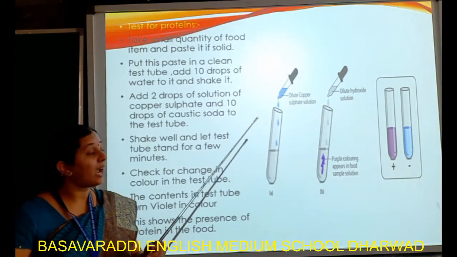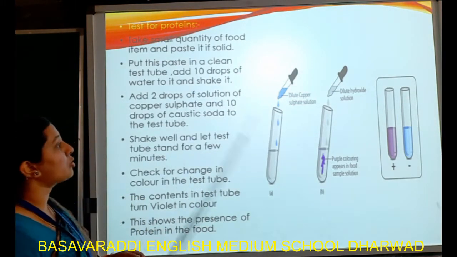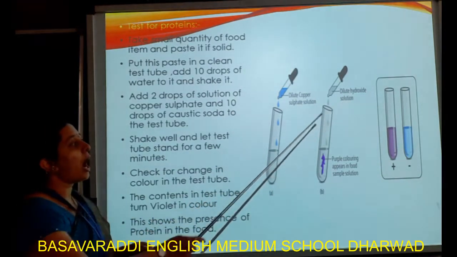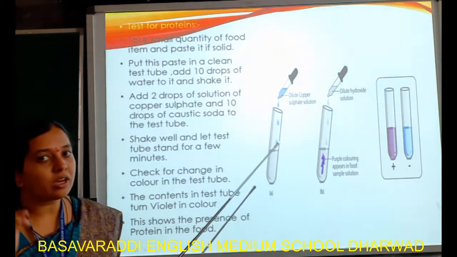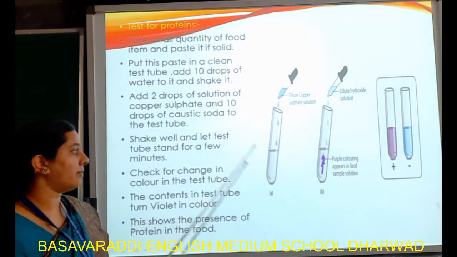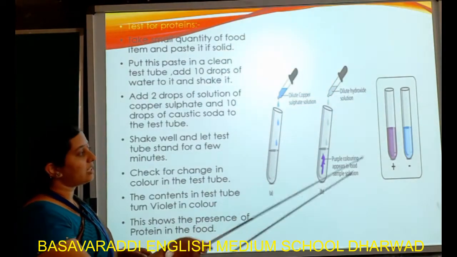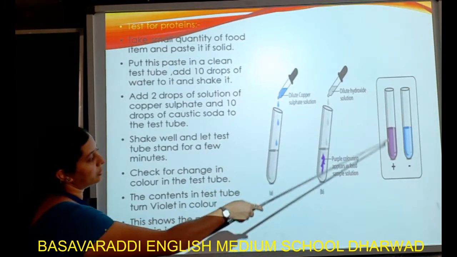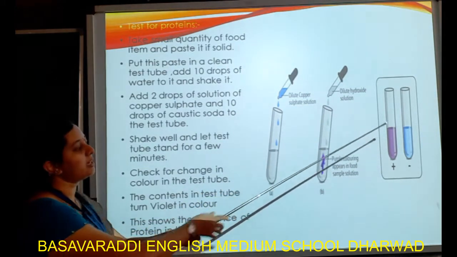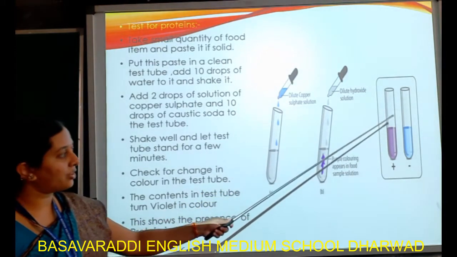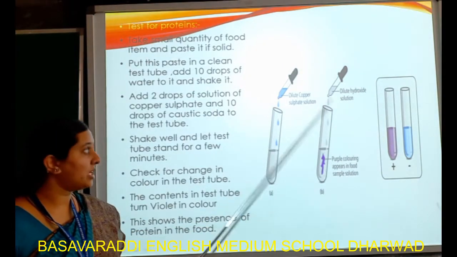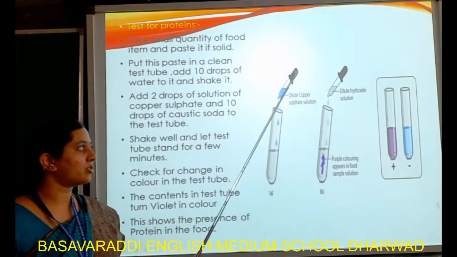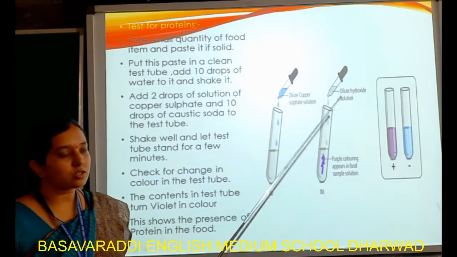Then after that we are going to add the caustic soda, or dilute hydroxide solution. Once we add it, there is a change in the color in that particular test tube. Yes, the first one you can see here. That means we have the food material and these two chemicals, the copper sulfate solution and the hydroxide solution.